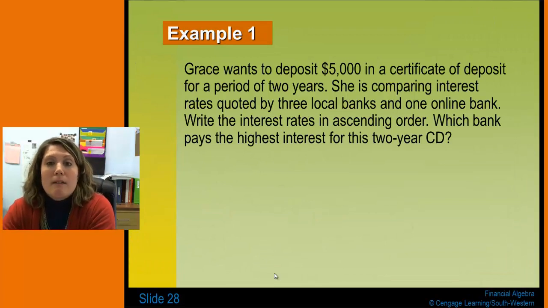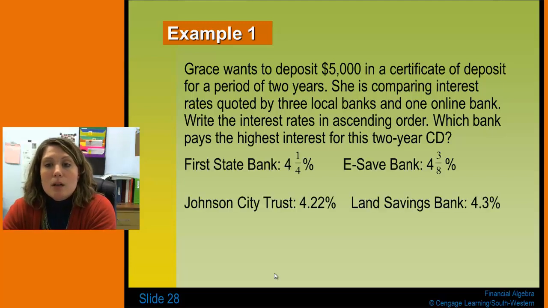Grace wants to deposit $5,000 in a certificate of deposit for a period of 2 years. She's comparing interest rates quoted by 3 local banks and 1 online bank. Write the interest rates in ascending order and say which bank pays the highest interest for this 2-year CD.